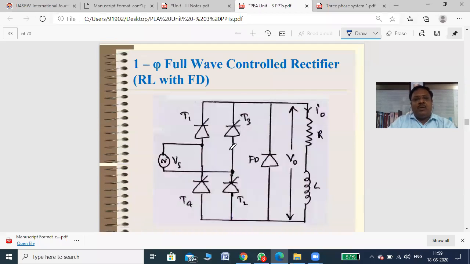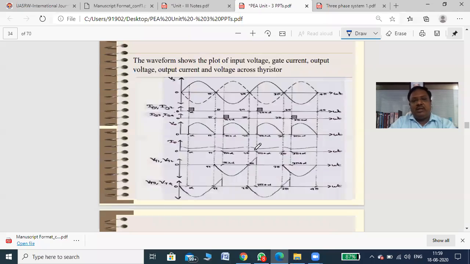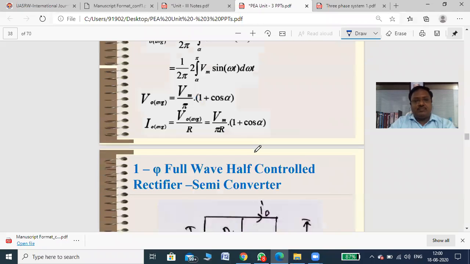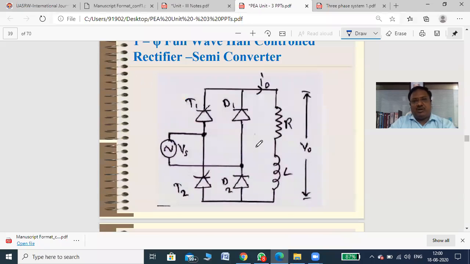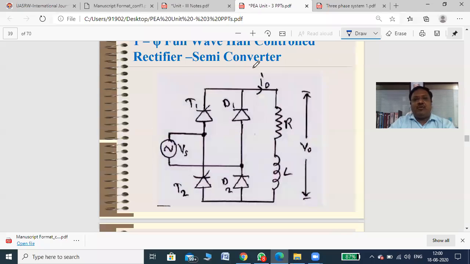And next is the one with the freewheeling diode. If I want to remove the negative part, we use the freewheeling diode here. Next is the semi converter that we already covered in the last lecture, but I'll just repeat it for the sake of recall.